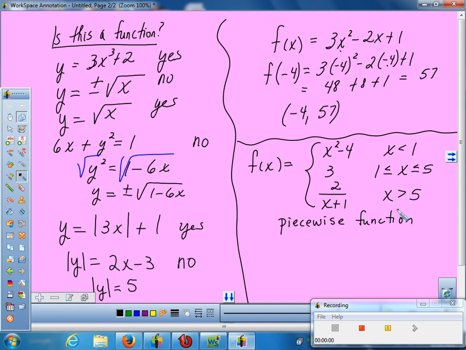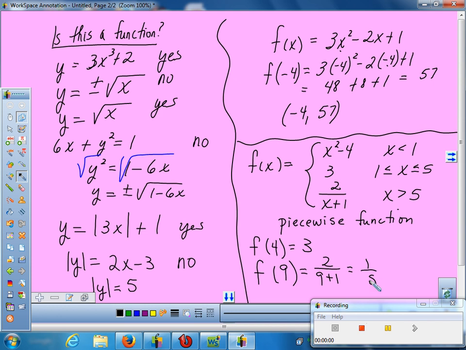The key thing is, though, if I am going to ask you to find me, say, f of 4, you have to figure out which piece applies. Where does 4 fall? Is 4 less than 1? Between 1 and 5? Yeah. 4 is between 1 and 5, so you use this piece. And therefore, it's telling you that the answer you get is 3. There's no x there, you just get 3. If I ask you, what's f of 9? Now which piece do you use? Yeah, 9 is greater than 5, so it's this piece, so I'm going to stick 9 into this part of the function. So 2 over 9 plus 1 is 1/5. Thank you.